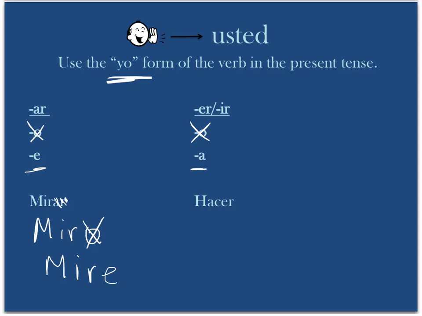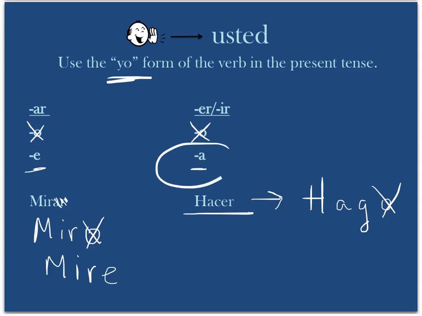Then for ER and IR, I'm going to look at the verb hacer for this one. I'm going to find the yo form of the verb, because to do this one, the yo form is an irregular yo, hago. Again, that's why it's so important to go to the yo form first, otherwise you're going to make a mistake. Hago, then drop the O, and add our new ending, A: haga.